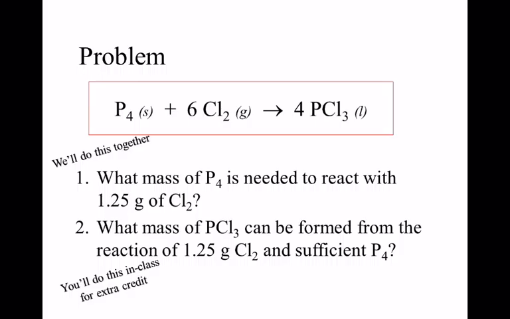What's it after? Again, if you already have the balanced chemical equation, there are a lot of chemistry problems where having that concisely written is a nice framework to write your question. So it says, what mass of P4 is needed? So I'll find P4, I'll write question mark grams. What mass of P4 is needed to react with 1.25 grams of Cl2?